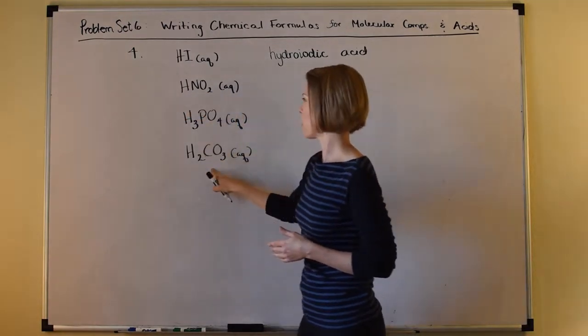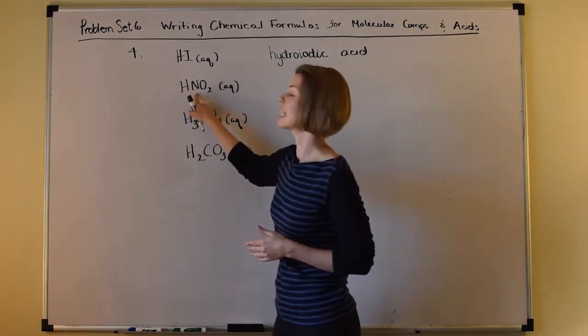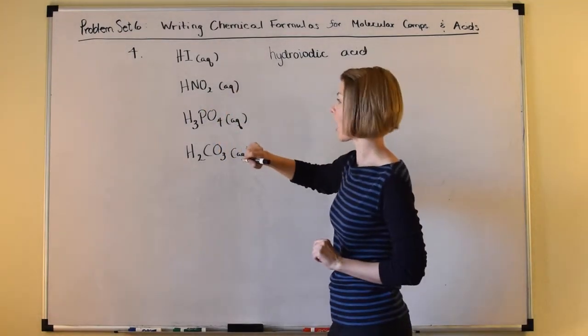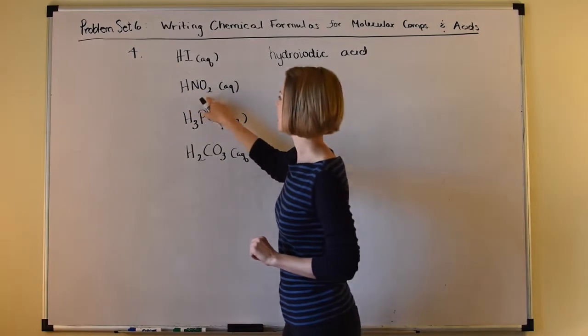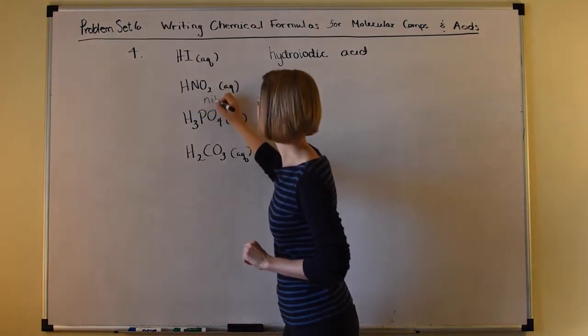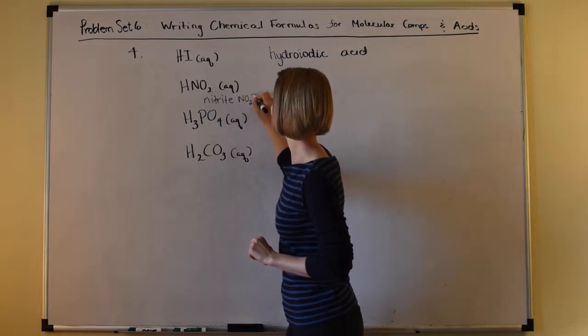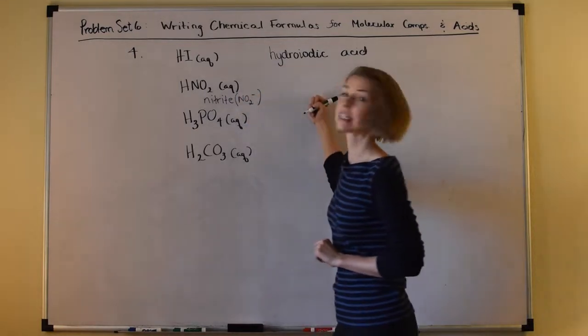The next one is an oxyacid. In fact, all of them are. They contain hydrogen, oxygen, and some other element. So it's really going to help out if you know those polyatomic ions. This is the nitrite, NO2 with a 1 minus charge. I'll write it in parentheses there.